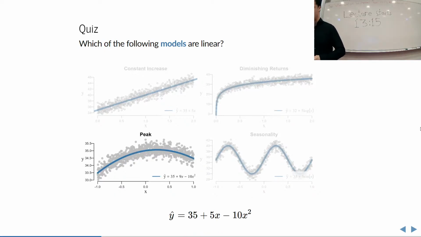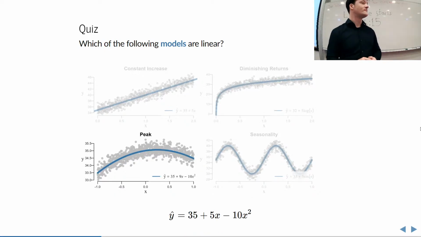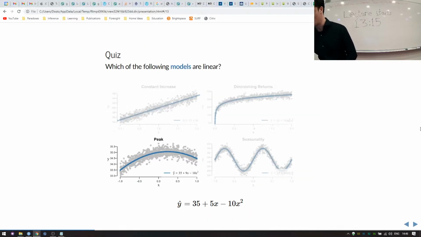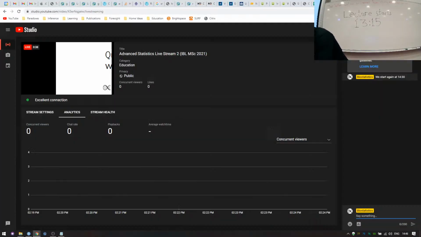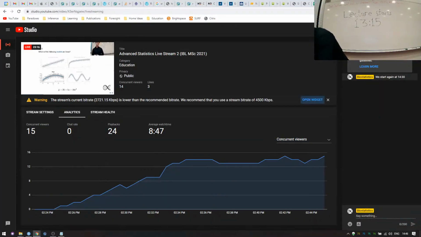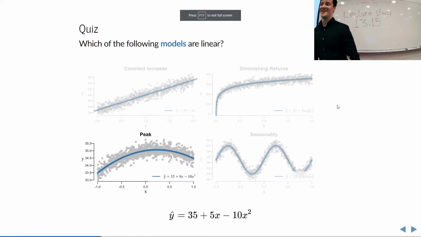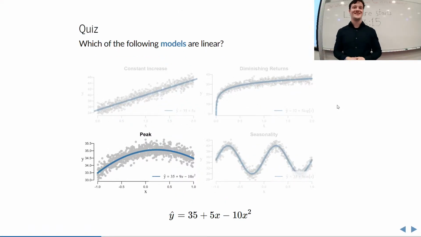Okay, how about this one? Linear or not? Let's see if anyone has an idea in the chat. No? Not a problem. Okay, anyone want to give it a go? It's a yes or no question, so you have a 50% chance if you gamble.